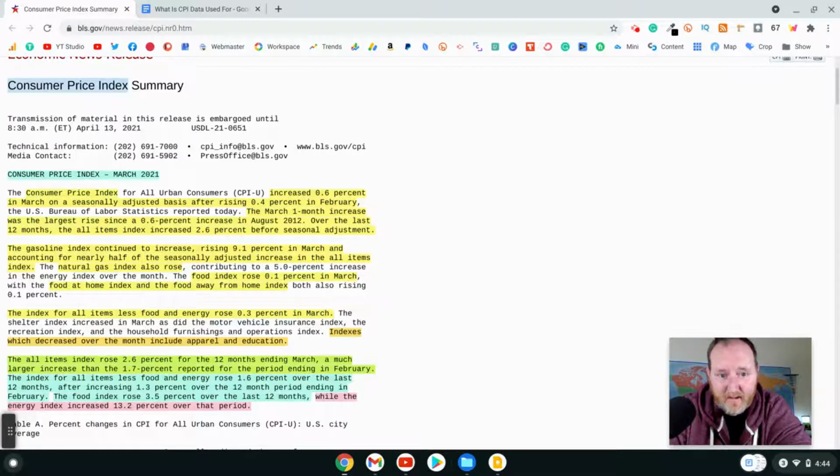The big spike was in filling up your gas tank. That rose 9.1%. That's a big rise. That means the price that you pay per gallon to fill up your vehicle has jumped 9.1%. It's jumped a lot. And that was the biggest jump from February to March, gasoline prices.